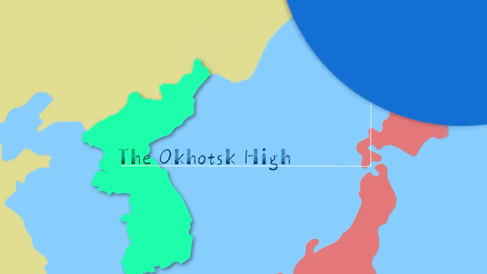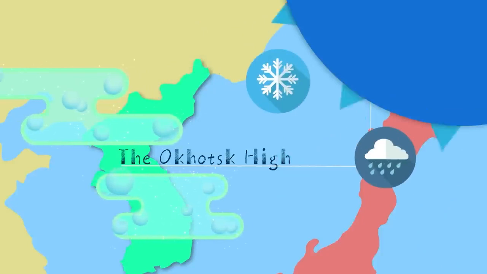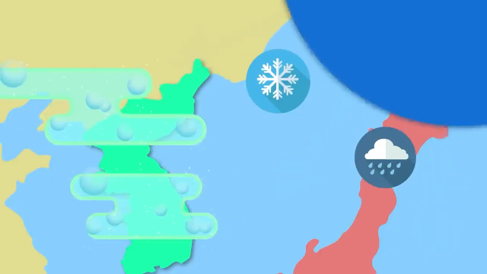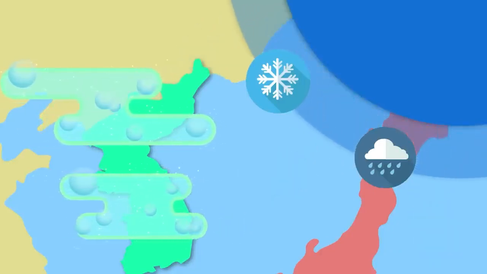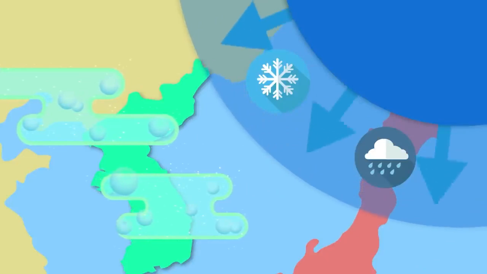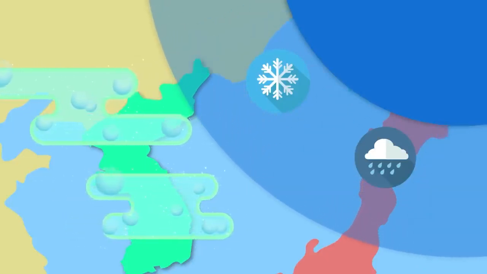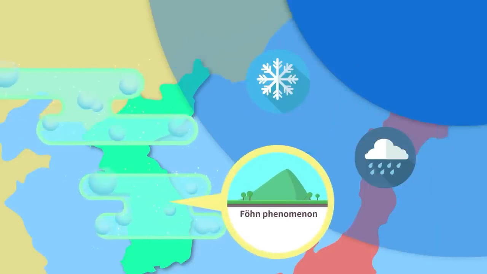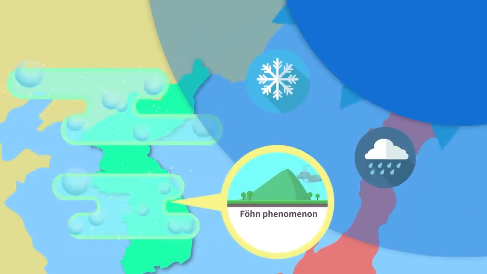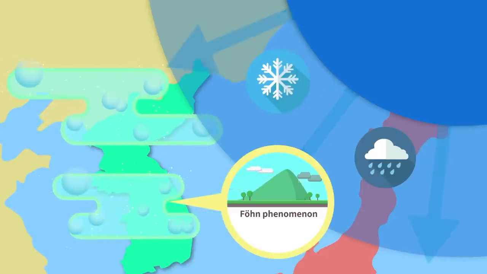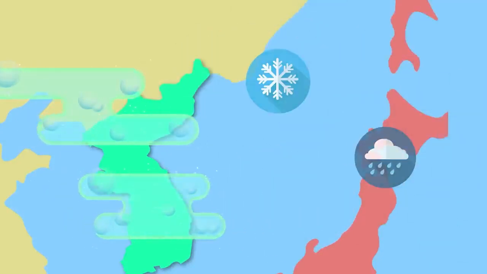Third, we have the Okhotsk High. It is cold but humid and forms over the Sea of Okhotsk, which remains cold until May or even June. In late spring to early summer, before the heat waves begin, the Okhotsk High expands out over the East Sea. It then blows to the west over the Taebaek Mountains, creating what is known as the Foehn effect, a dry, warm wind that blows down the slope of mountains and affects local winds.